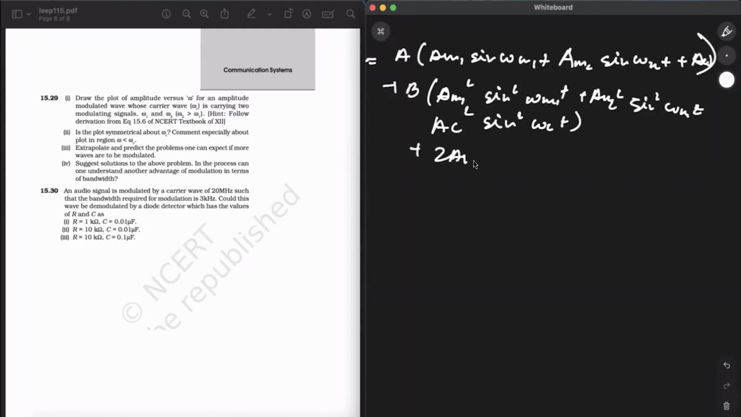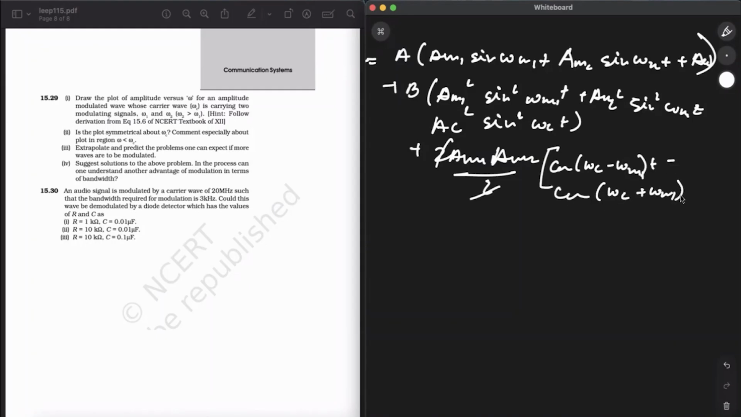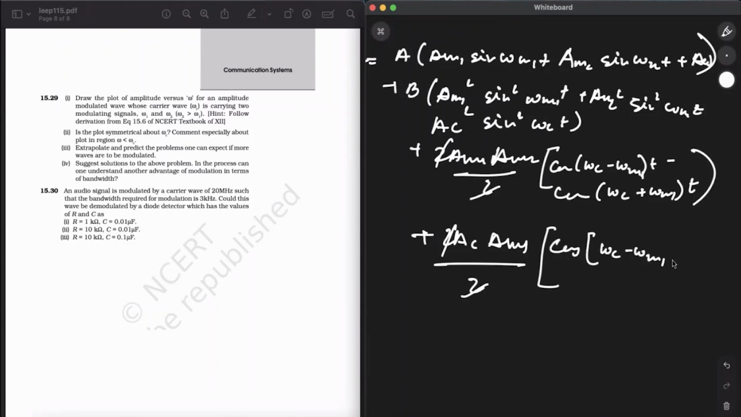Okay, now plus 2 Am1 Am2 divided by 2 कट जाएगा and साइन वाला फॉर्मूला अगर खोल के लिख देंगे तो cos ओमेगा c minus ओमेगा m1 t, ठीक है, minus cos ओमेगा c plus ओमेगा m1 t. ठीक है, तो नेक्स्ट अब फिर से यहाँ पे आ जाएगा plus 2 AC Am1 divided by 2 और यहाँ पे आ जाएगा cos omega c minus omega m1 t minus cos omega c plus omega m1 t.